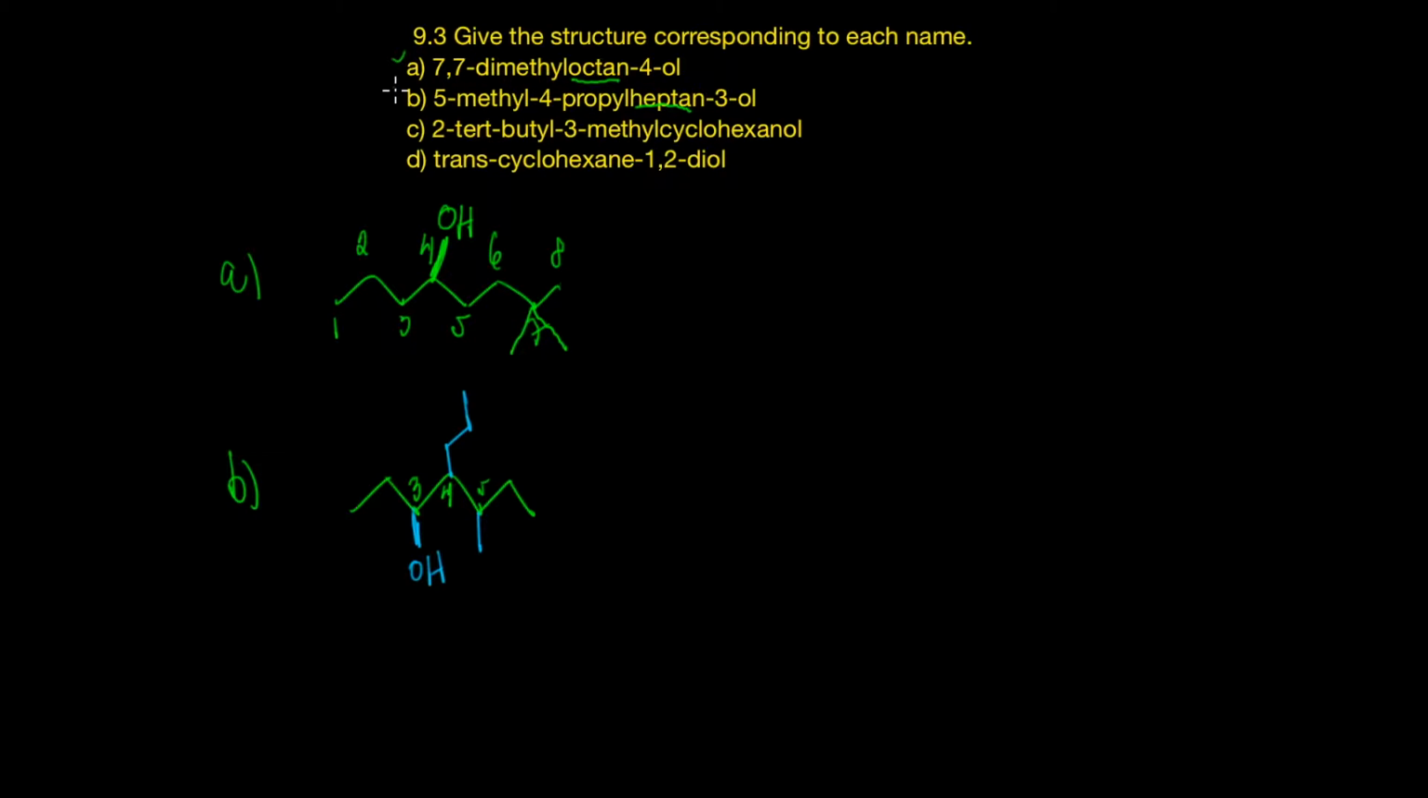Now for part C, we have cyclohexane. So for part C, we start off by drawing a hexagon. You notice how there's no number here for the alcohol. The alcohol is always assumed to be carbon 1. You can put it creatively wherever you want. I generally put it at the 12 o'clock position.